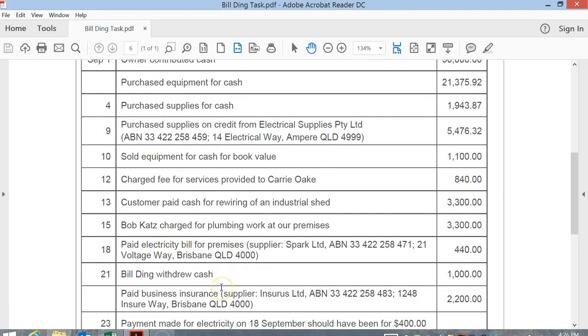18th, paid the electricity bill. Okay, so this suggests that we haven't put the bill previously into accounts payable. We're just simply paying electricity expense debit, and because we've got the word paid here, that suggests that we physically paid cash, so our cash at bank is going down, which will be a credit. So electricity expense debit, cash at bank asset going down.